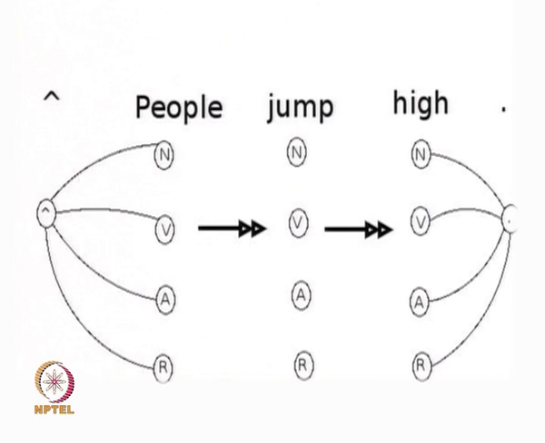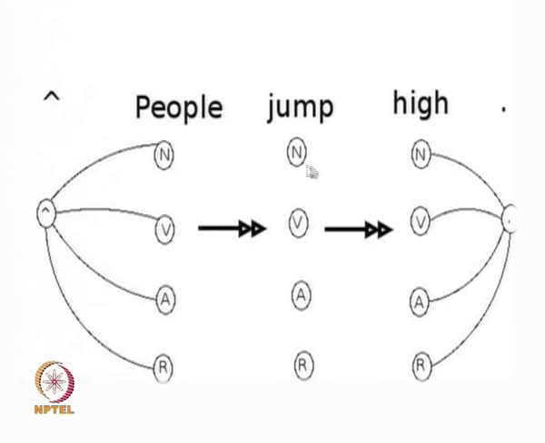So, for the hat symbol, people can have all these 4 possible tags from the whole tag repository. Of course, people cannot be an adverb, so this will come out to be probability 0. Jump can have all these tags, high can have all these tags.